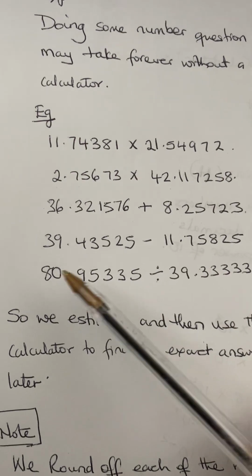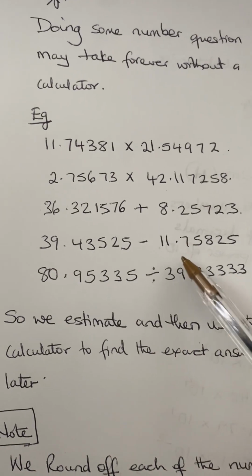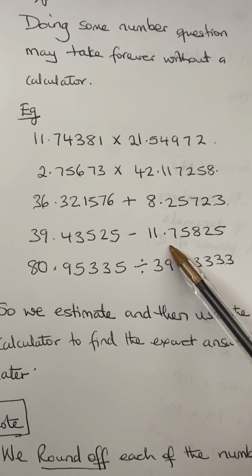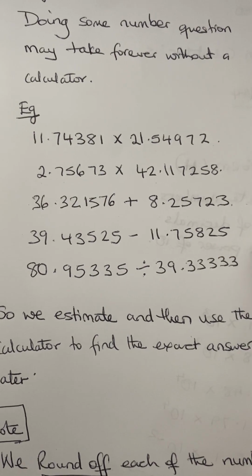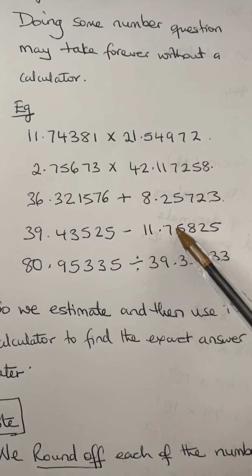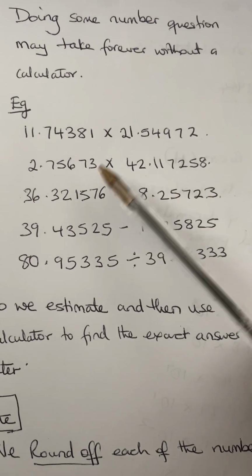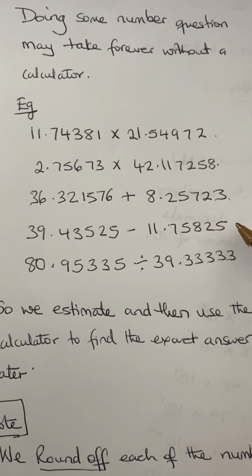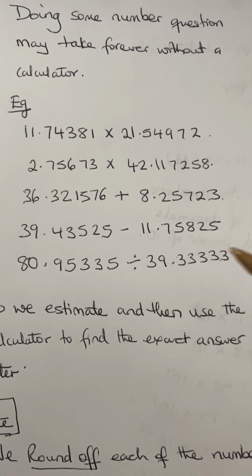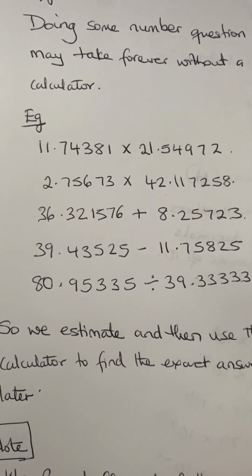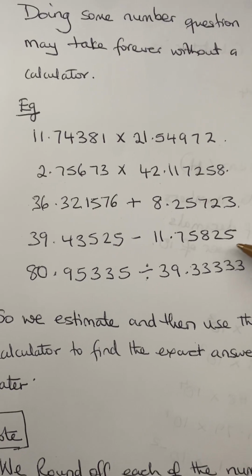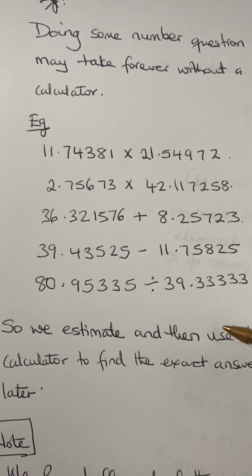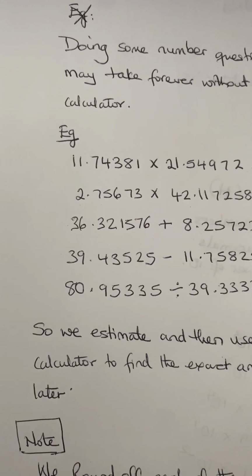39, 11. So I'll make this 40 and I'll make that 10. So 40 minus 10 will give me 30. So I should be looking at that figure. If I use a calculator, these are the numbers I should be expecting. A little bit, these numbers are a bit lower because I'm rounding down. So if I use the calculator and I put in the right figures, it should give me the right answer in that region. So all I'm doing is estimating.